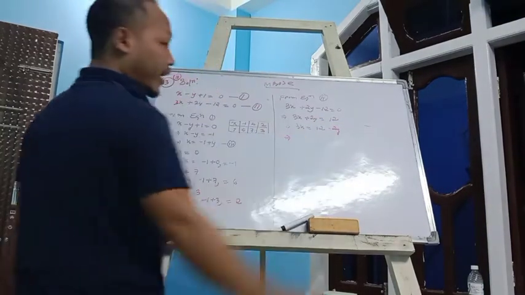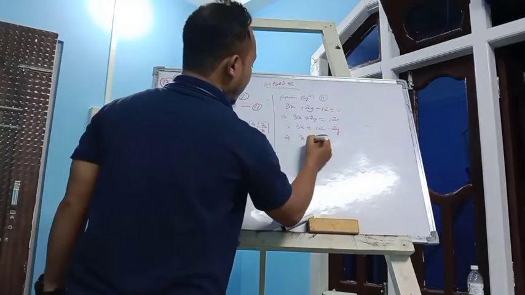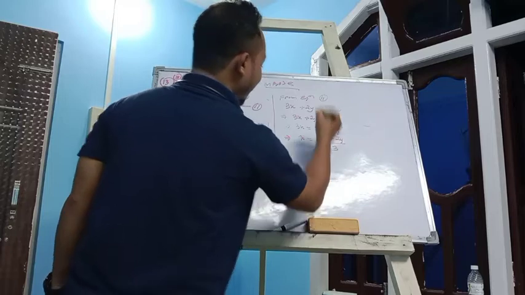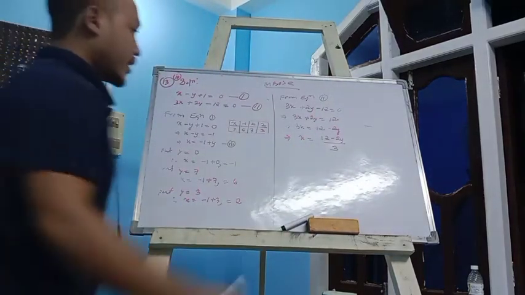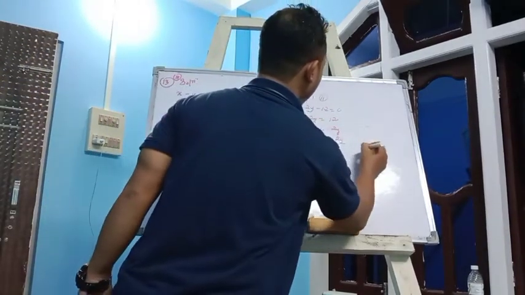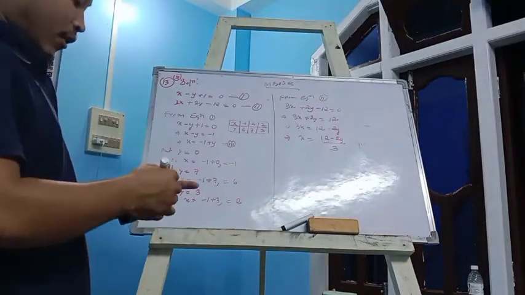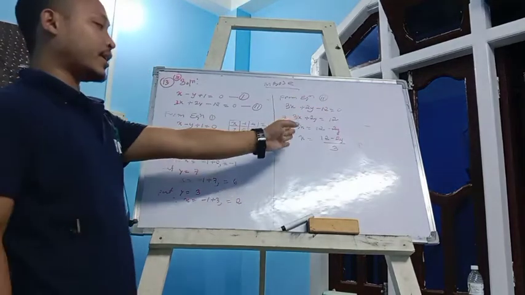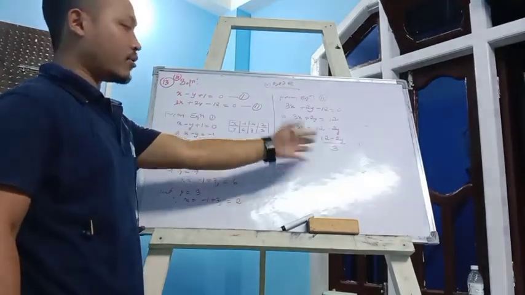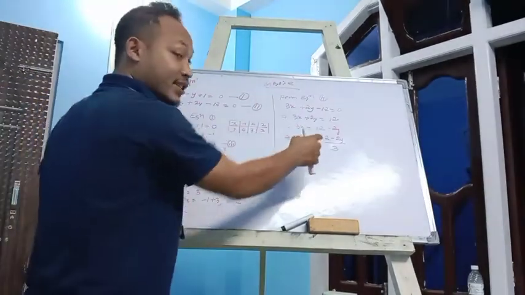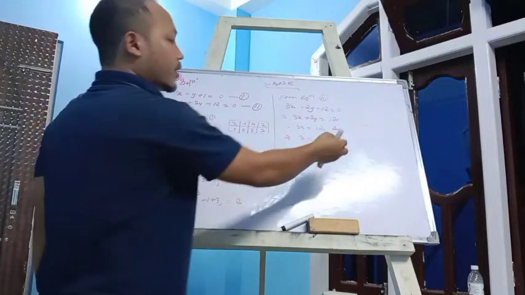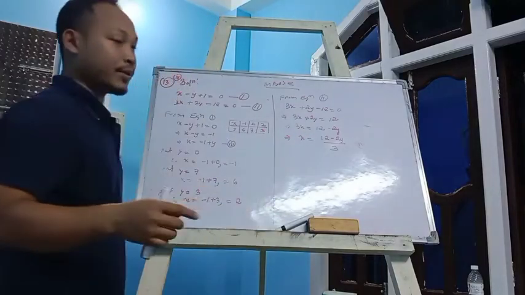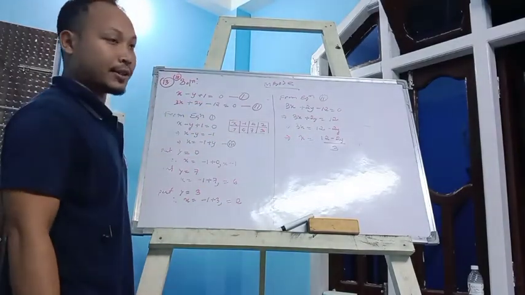Because I have to find the value of x. So x is equal to 12 minus 2y by 3. So this is equation 4. Now I am putting the value of y and I will get the value of x. There is now a little problem. After putting the value of y, the expression should be exactly divisible by 3.